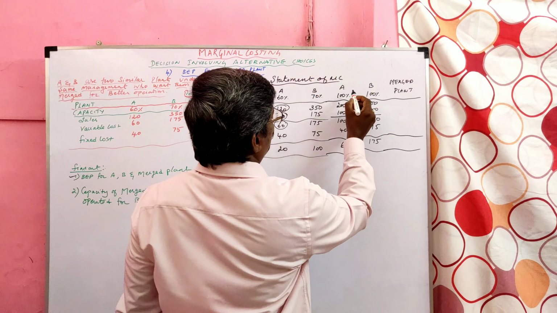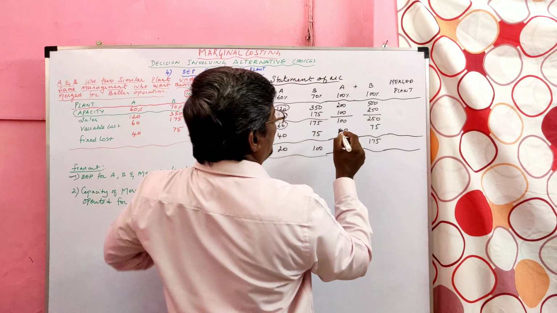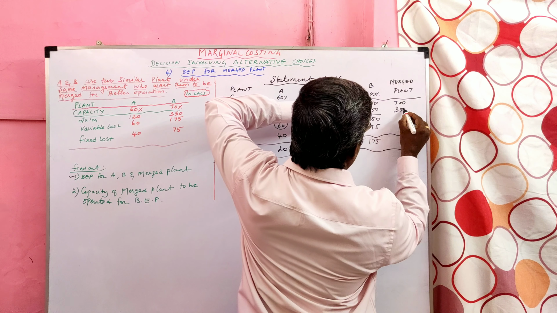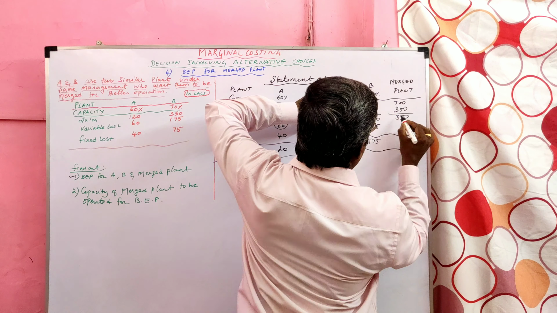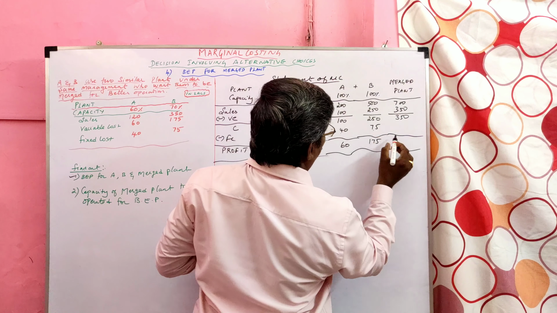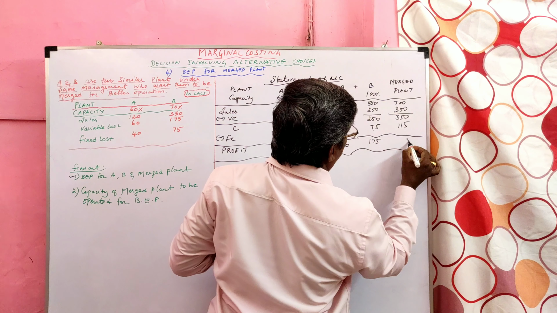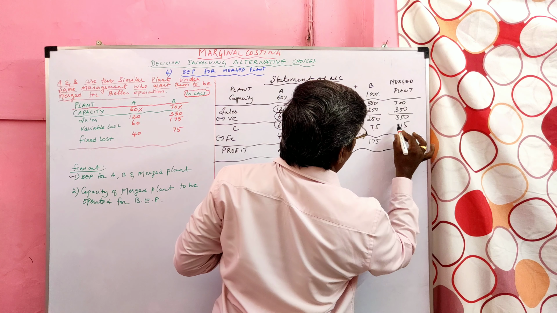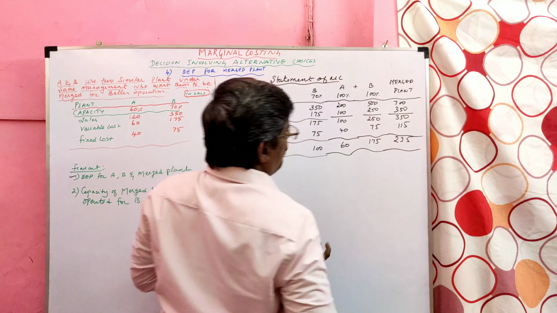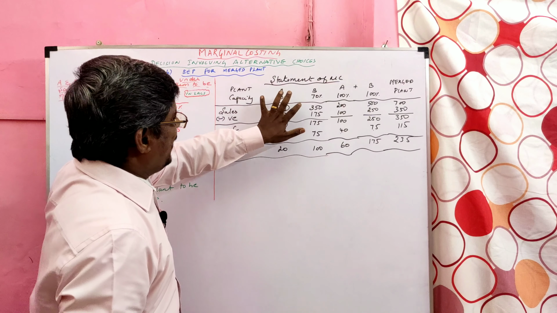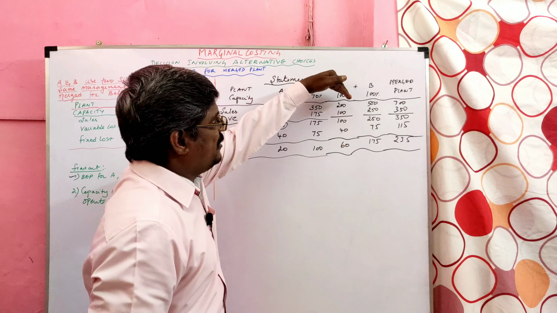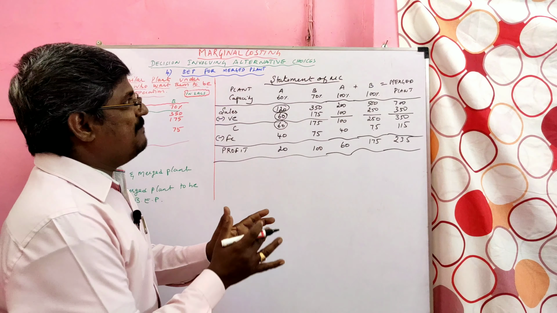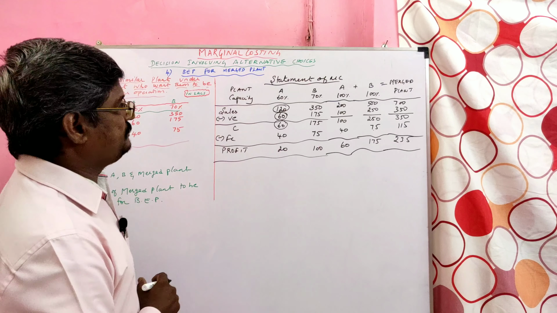Merged plant means what we have to do? We have to add A plus B. The 100% level should be added. So sales 700, contribution 350, variable cost 350. Fixed cost 40 plus 75, 115. Plant A and plant B converted into 100%, then I joined, I merged, I combined.